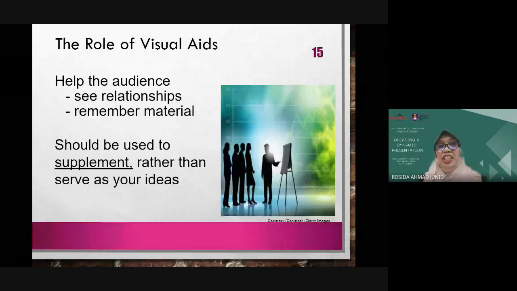So the next thing is to use visual aids. Remember, as mentioned just now, you can use verbal support and you can use visual aids. What is the function of visual aids? To help the audience to see relationships and to remember materials. Whatever point you mentioned just now, when you add visual aids there, they will remember better, right? They will remember the points when they look at the picture here, for example. So the picture becomes the visual aid to support your points.